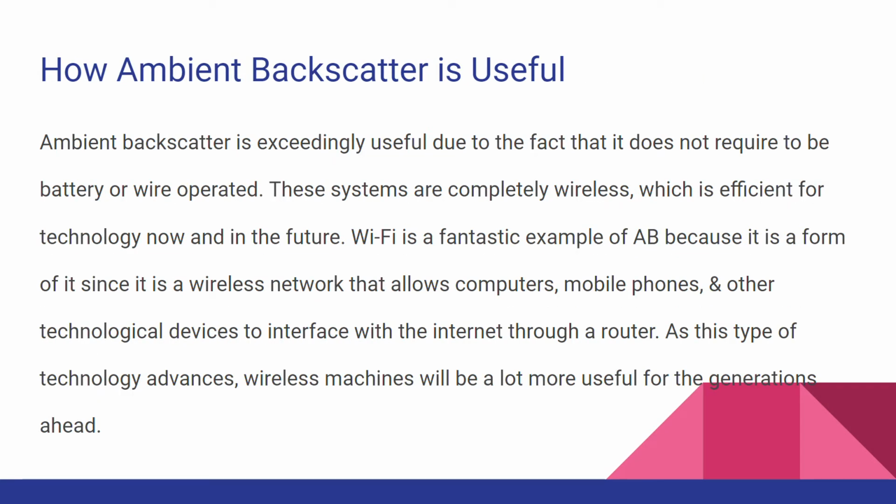How ambient backscatter is useful. Ambient backscatter is exceedingly useful due to the fact that it does not require a battery or wire to operate. These systems are completely wireless, which is efficient for technology now and in the future. Wi-Fi is a fantastic example of ambient backscatter because it is a wireless network that allows computers, mobile phones, and other technological devices to interface with the internet through a router. As this type of technology advances, wireless machines will be a lot more useful for the generations ahead.